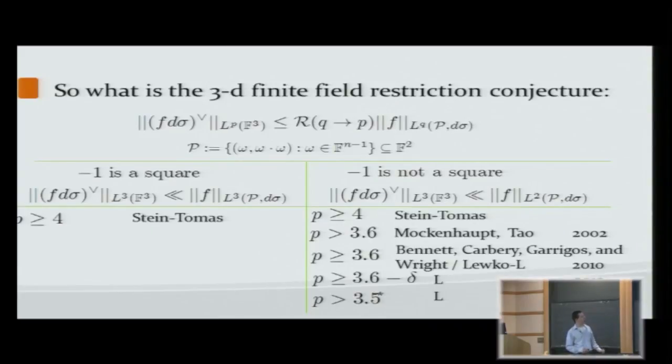When -1 is a square, the problem is considerably harder. You have the Stein-Tomas again at p equals 4. And then I have an argument that recovers what you get over here in the case that -1 is not a square. But there are a number of additional complications that enter in this case that will be very interesting for things I'm going to talk about later.